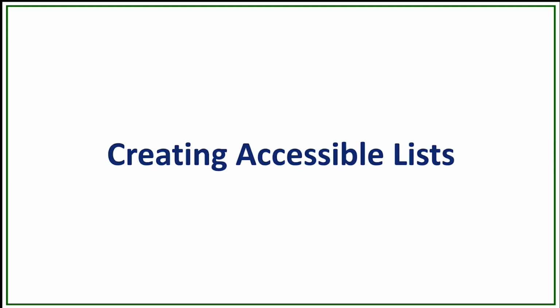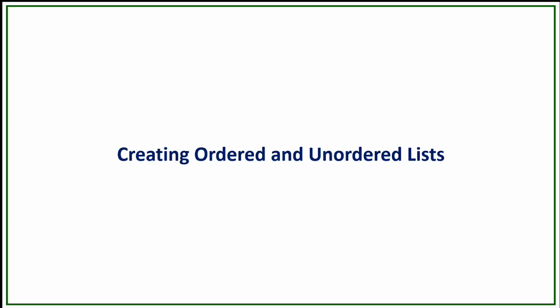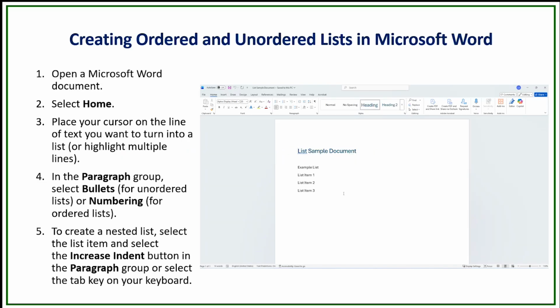As mentioned previously, we will begin the first half of this training session discussing creating accessible lists. Ensuring that lists are accessible begins with proper list formatting in the original document, e.g., Microsoft Word, Google Docs, or other content creation platforms. Let's go over the steps to creating ordered and unordered lists in Microsoft Word.